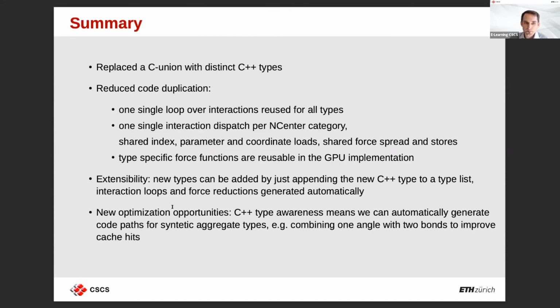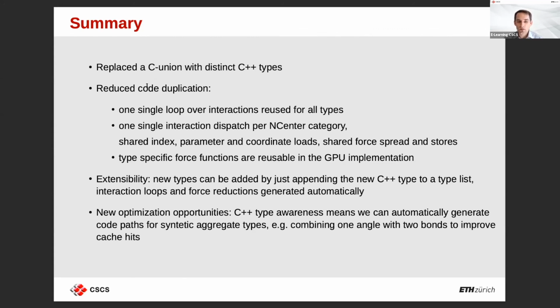And so we've now seen that instead of a C union, and replacing that with these C++ types, we were able to reduce that code duplication, and we were just able to have a single loop over all the interactions that's reused for all the types. And we just need one interaction dispatch per category, instead of one dispatch for every type.